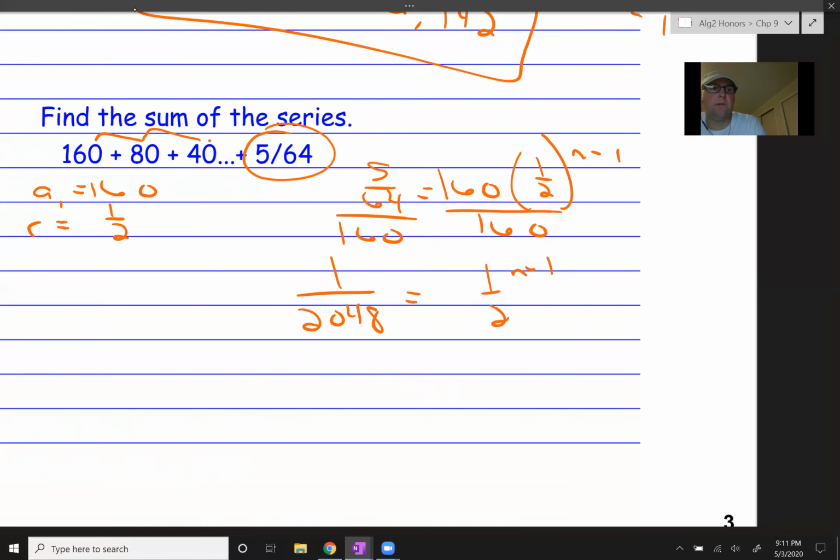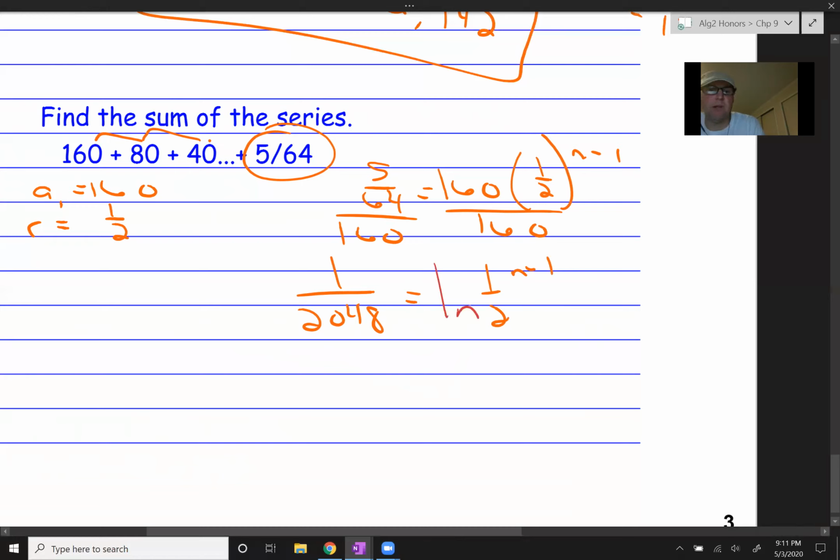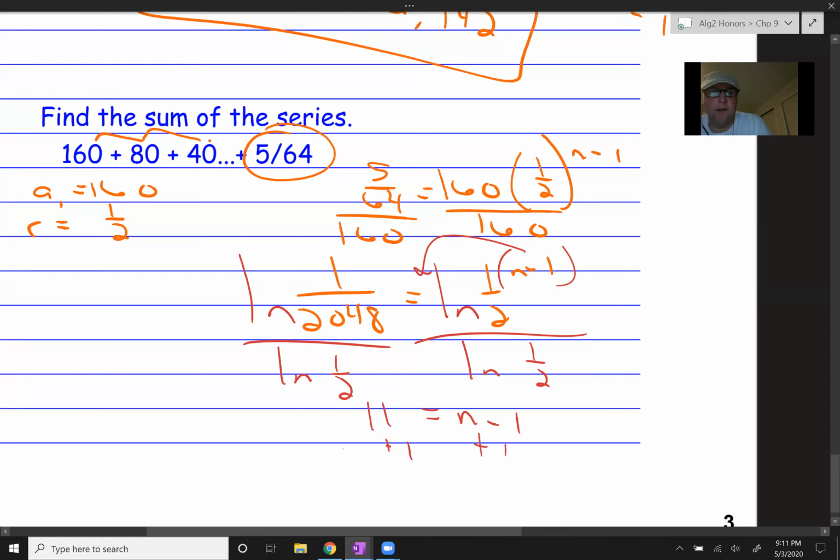You're like, hey, Mr. Tulip, what'd you leave that big awkward space there for? Because I'm about to bring in the log or the natural log. I'm going to use natural log because it's faster to write. All right, so that allows me to take this n minus 1, so I can divide by the natural log of 1/2. So n minus 1, you are now equal to 11. So we're going to add 1. So n equals 12.